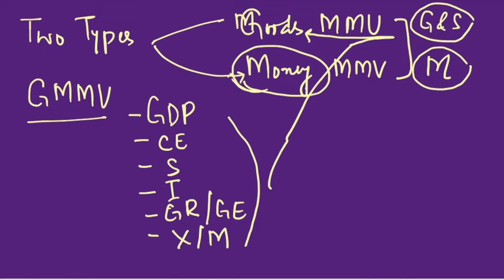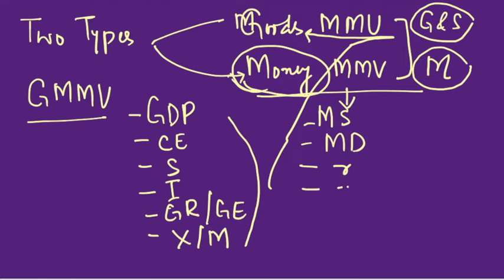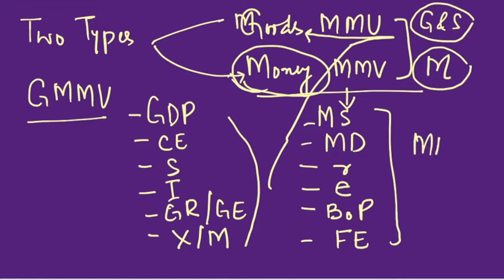Now, when it comes to the money market macro variables, examples include money supply. Similarly, we have money demand. We have, for example, the rate of interest. We have the exchange rate. Then we have balance of payments and foreign exchange. All these are actually part of the money market. Therefore, they will be called money market macro variables. So this is one way to make a distinction between the different types of macroeconomic variables.